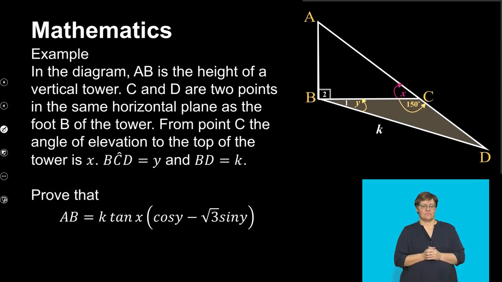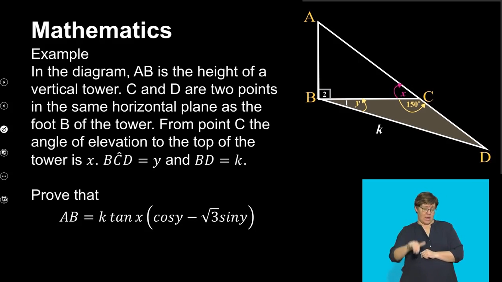In this diagram, AB is the height of a vertical tower. C and D are two points in the same horizontal plane as the foot of the tower, B. From point C, the angle of elevation to the top of the tower is X. Angle BCD is equal to Y, and BD is equal to K. They want us to prove that AB is equal to K tan X times (cos Y minus root 3 sine Y).